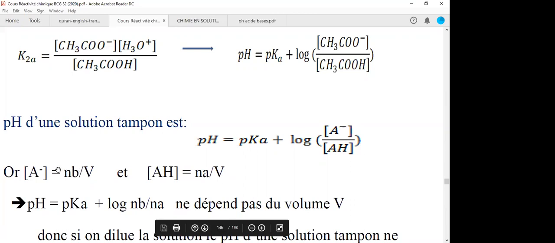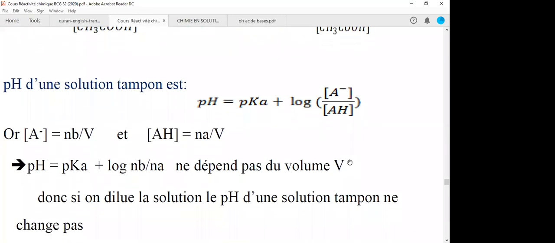The concentration of the base conjugate is the number of moles of the base conjugate divided by the volume. The concentration of the acid is the number of moles of the acid divided by the volume. So you write NB, the number of moles of base divided by volume, and here the number of moles of acid divided by volume. The volumes cancel, and you are left with the number of moles of base conjugate divided by the number of moles of acid. That's what we have.